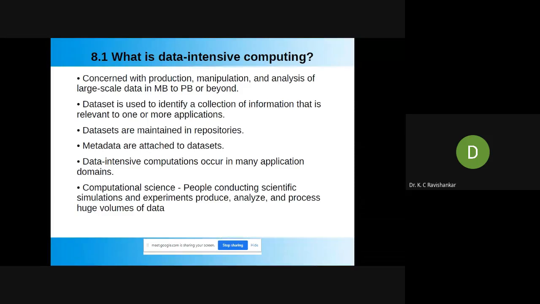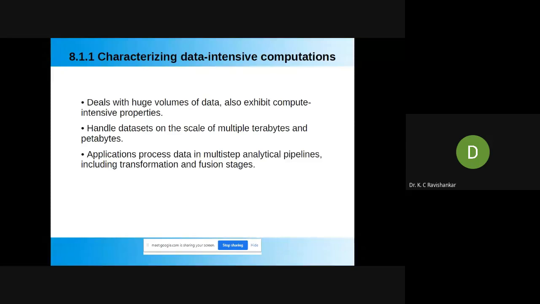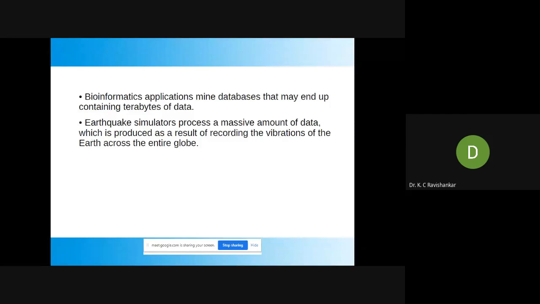As you know already, data-intensive computations occur in many application domains. You have so many domains like computational science, natural science, biometrics, as well as social networking. All these are areas where a large amount of data is being used. In computational science, people conduct scientific simulations and experiments, and produce, analyze, and process huge amounts of data. Biometric applications mine databases that may end up containing terabytes of data.